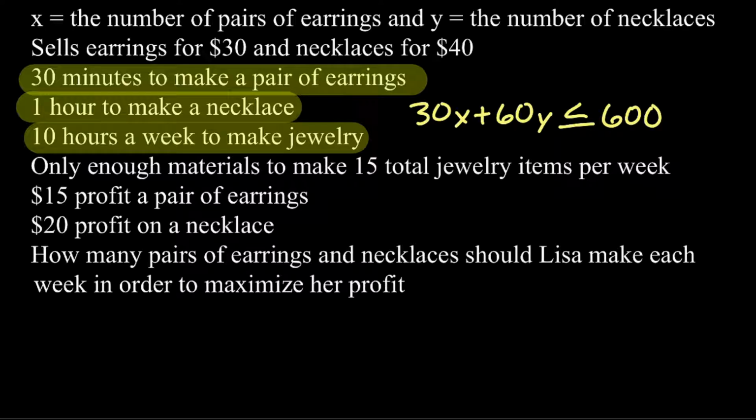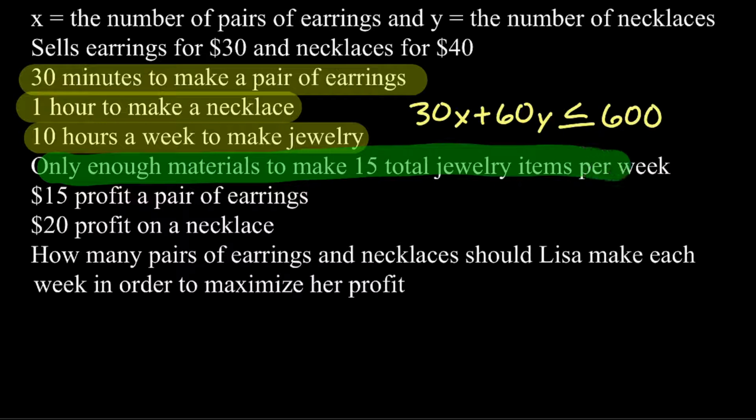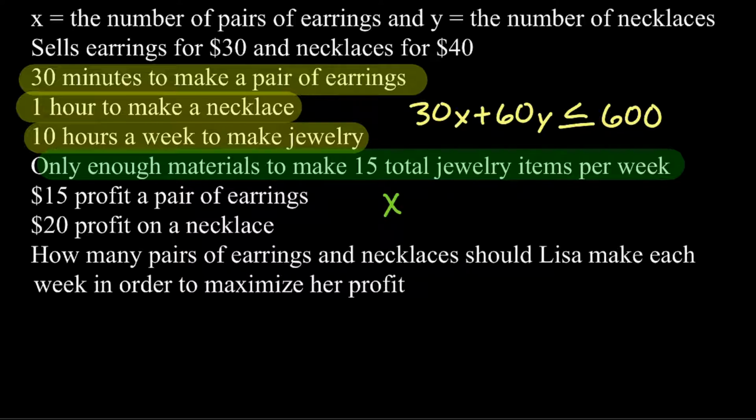The next one that we can look at is only enough material to make 15 jewelry items per week. So that means that the number of pairs of earrings plus the number of necklaces has to be less than or equal to 15.